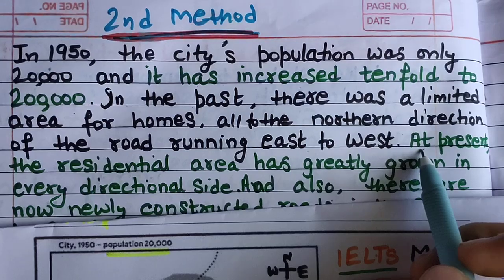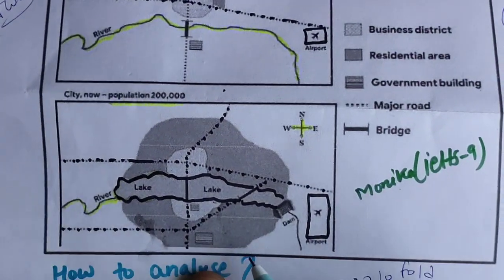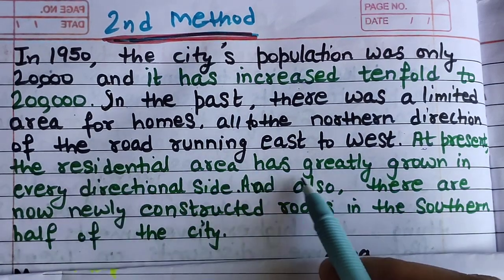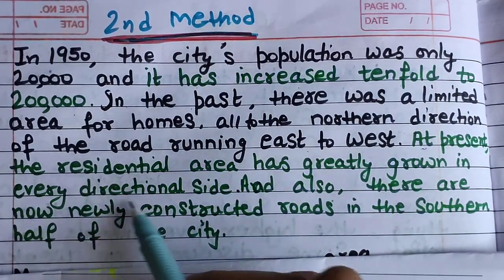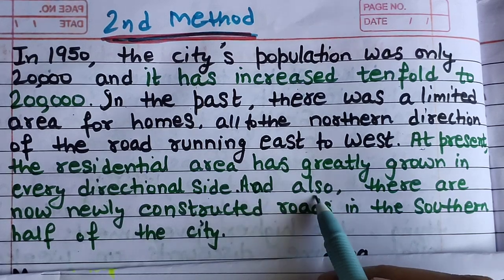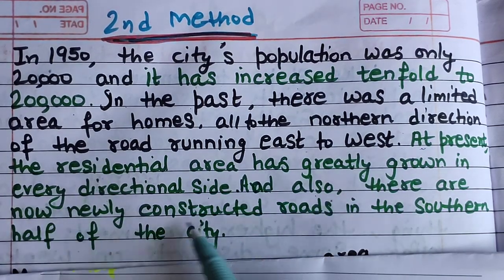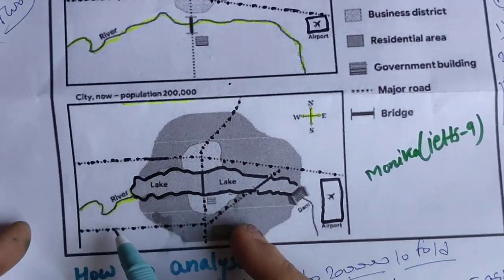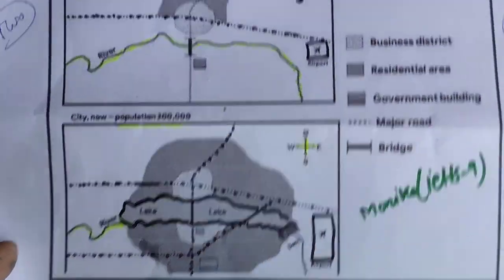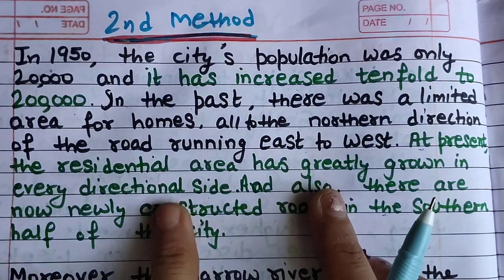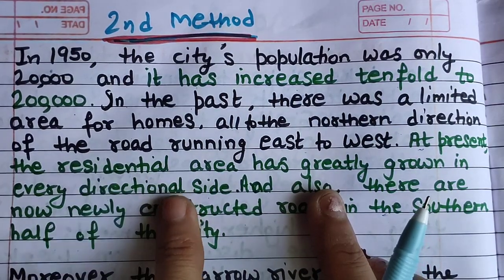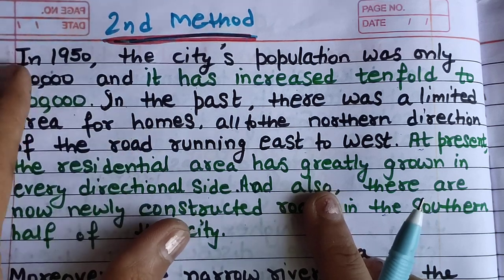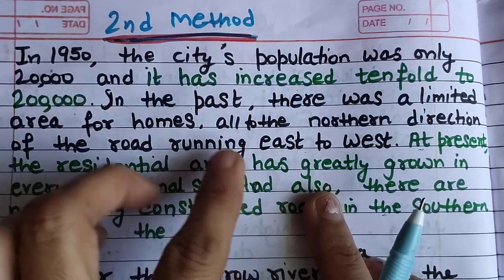At present, now the green one. Now at present, this area is residential. At present, the residential area has greatly grown in every direction, and also there are newly constructed roads in the southern half of the city. Now, newly constructed roads I have given. So green means the second map I am comparing, and black means the past 1950 map. So this is how I have picked the category and compared the things in one paragraph.